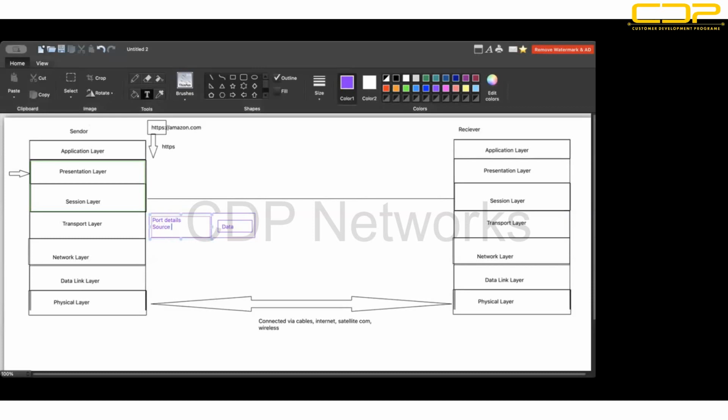Source port and your destination port. So guys, what is the port for HTTPS? If you don't know, don't worry. TCP 443. Right? 443. Yeah, but the source port can be random, from the range of 1024 to 65535. This part of your data transmission is called a segment.